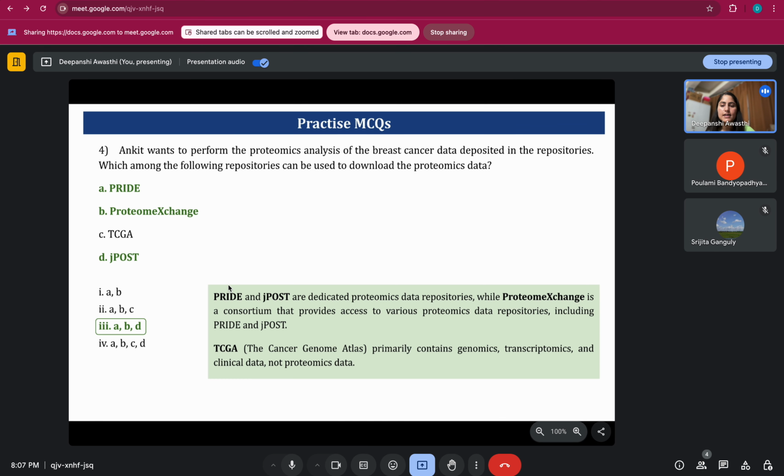Okay, now let's see. The correct answer is A, B and D, because TCGA, as we have already seen, is for genomic data, not at the level of proteomics. Whereas PRIDE and JPOST are dedicated proteomic data repositories, while Proteome Exchange is like a consortium that collects mass spec data from multiple sources, and TCGA, as we know, is for genomics datasets.